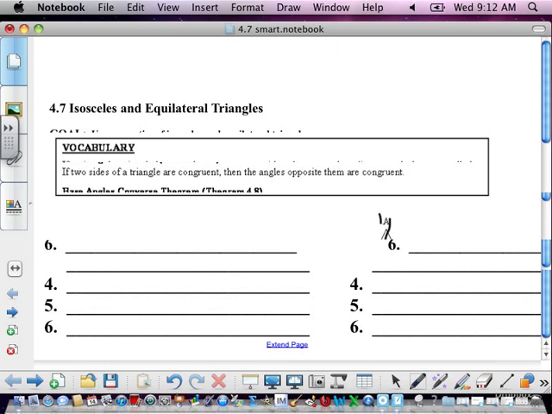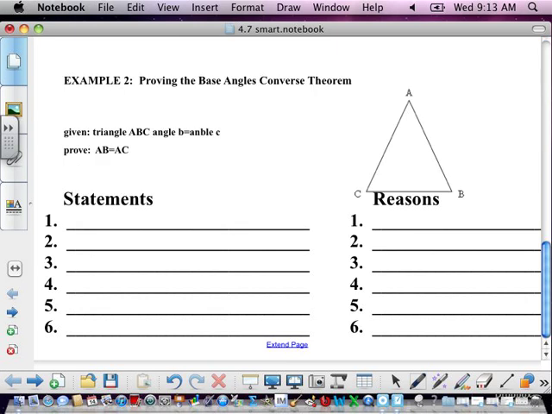And the converse means instead of proving the angles are congruent, we're proving the sides. So the first thing for any proof is we write down what? Given. Triangle ABC, and we've got angle B is congruent to angle C. So what am I going to do up here in my picture? First I'm going to mark my given, that B and C are congruent to each other by given.